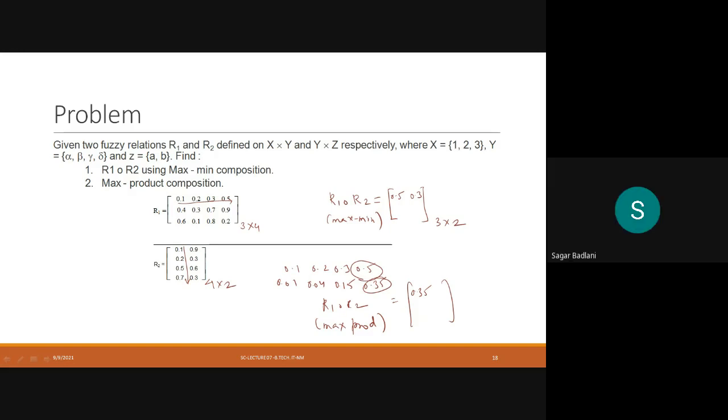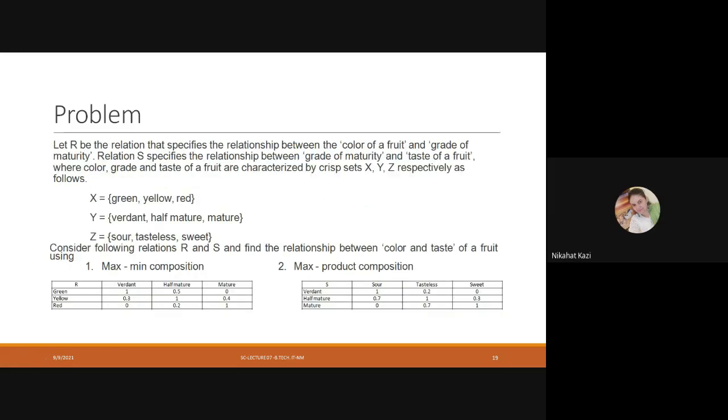Now, for this particular problem, can you give me the matrix for max min and max product quickly? All of you solve and tell me. Just go through the problem statement.